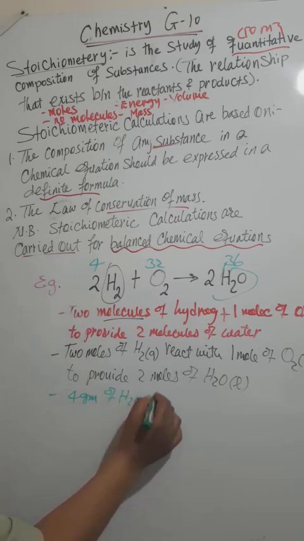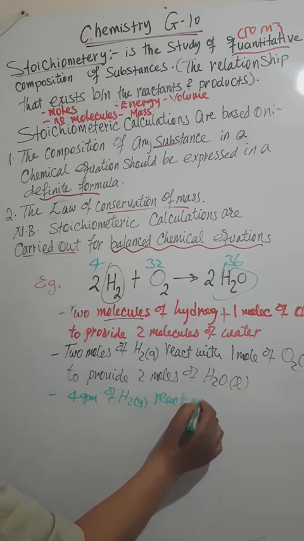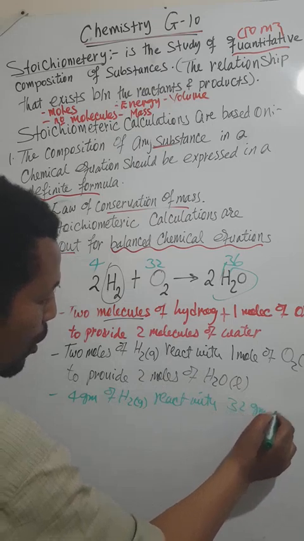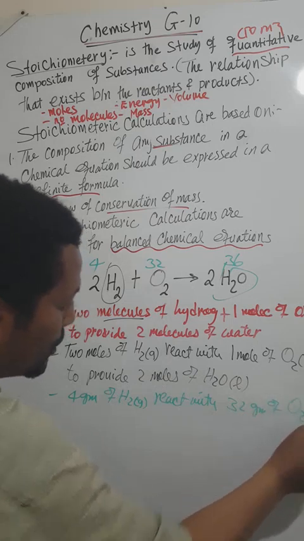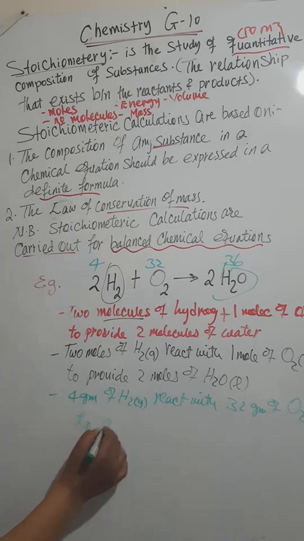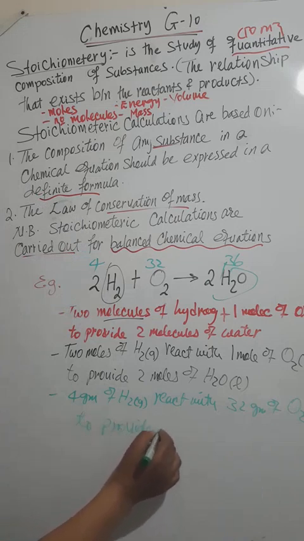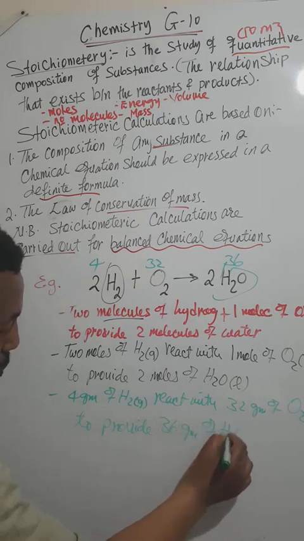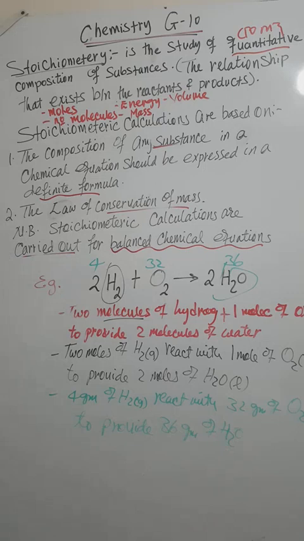gas react with 32 grams of oxygen gas to provide 36 grams of water of any form, H2O. This is still an amount, a quantity; mass is a quantity. So this is something we can understand from this chemical equation.